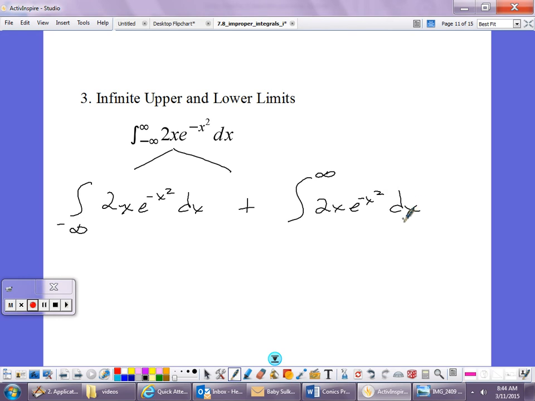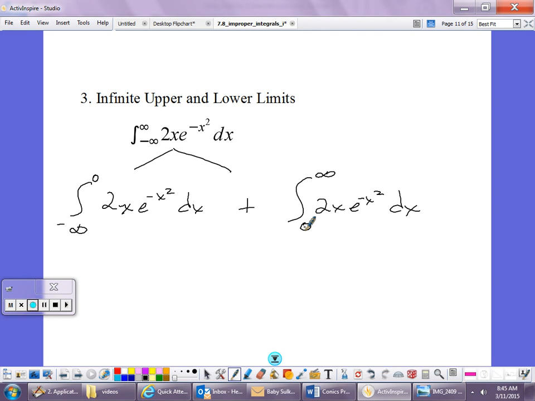I want to pick something that's going to be relatively simple. In this case, I know I'm going to end up with some sort of e to some power. But if I've got e to some power, the easiest thing is probably just going to be to go from negative infinity to 0 and from 0 to infinity, because e to the 0 power is going to be 1. It'll be relatively easy to deal with. So I pick 0 as my term in between negative infinity and infinity, to split up this integral into 2 parts.